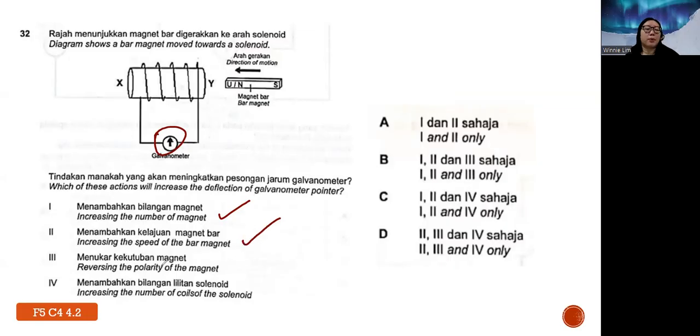Then reverse the polarity. That means you change this one to south and this one to north. Actually there is no change because the magnetic field is still constant, so this one cannot. Increase the number of turns of the coil, yes, because you have more turns now, so you get more cutting again. Therefore, the option is 1, 2, and 4.